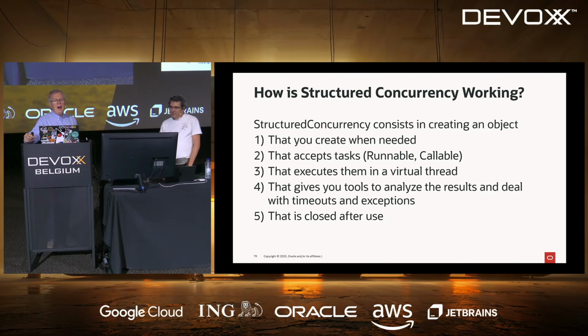Right. So how does structured concurrency work? Structured concurrency is about creating an object, and you can see this object as a pool of threads. You create it when you need it because it's based on virtual threads, and creating virtual threads on the fly and letting them die is okay. This is actually what you should be doing. You can submit tasks in the form of runnables or callables to this object. These tasks will be executed in a virtual thread, and then you can analyze the result. And once you're done, this pool of threads is closed, and everything that was left over is cleaned up and garbage collected for you. So nothing can escape.